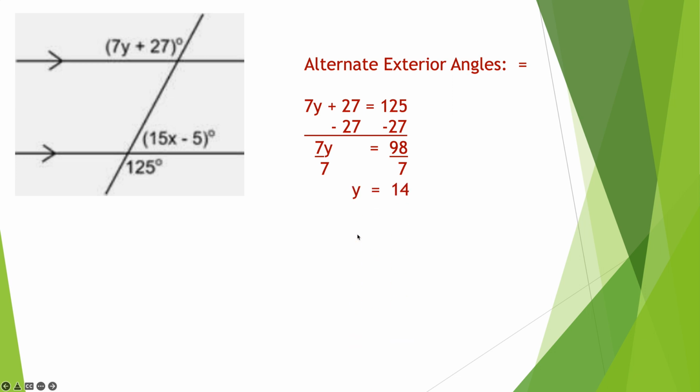And that's nice. It does get me the y value, but I still have to get the x value, so don't forget about that. To get that, I'm going to need to use the 15x minus 5 and the 125. Notice they're right next to each other. They're adjacent. They form a linear pair, and they are supplementary. By the way, if you understood that language I used, that they are adjacent, that they form a linear pair, that they are supplementary, you're doing really, really well.